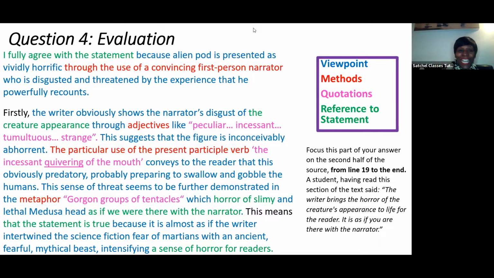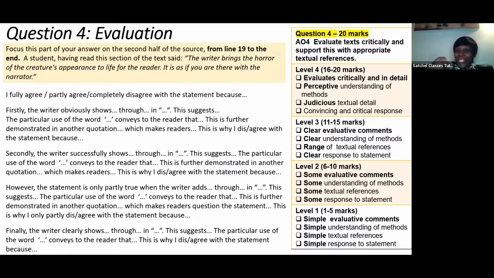And you can see why this is a good candidate, that they're using all 4 elements to really use evaluation and really evaluate the statement and give their viewpoint. They're writing about language and they're writing about structure. Okay, I hope that this has helped you to give you confidence that you, like this candidate, can secure a grade 5 for your evaluation. You know that you're giving your viewpoint, you're agreeing or disagreeing or partly agreeing with the statement. You're using subject terminology to talk about the different methods. You are using quotations and explaining the quotations and referring back to the statement.